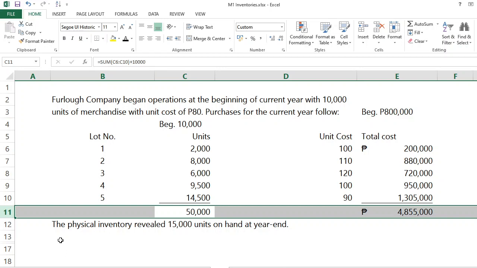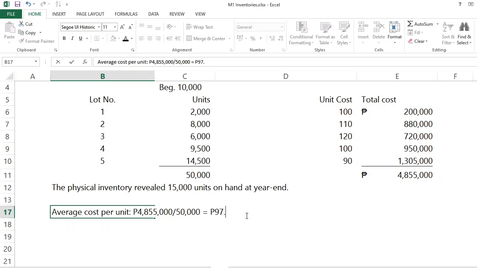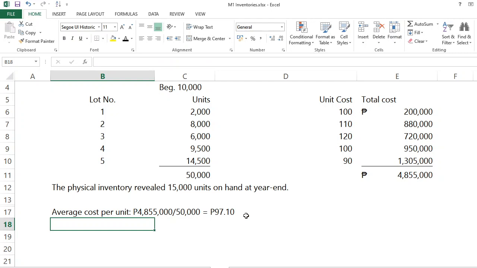So how do we analyze the weighted average? Simple. Average cost per unit is computed as the total cost, 4,855, divided by the number of units, 50,000. So that is 4,855 divided by 50,000, and you have 97.10 average cost per unit. And that 97.10 will be used throughout our computation.